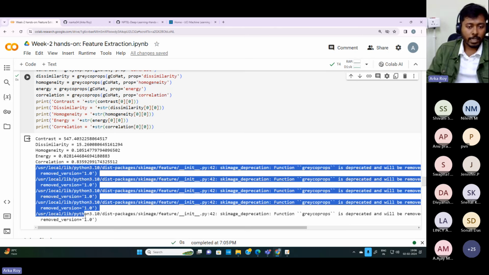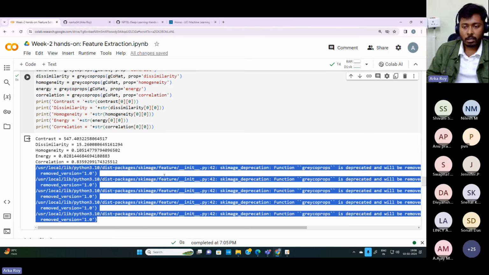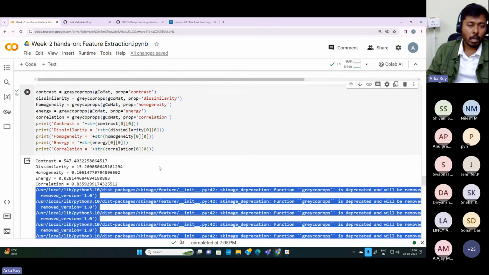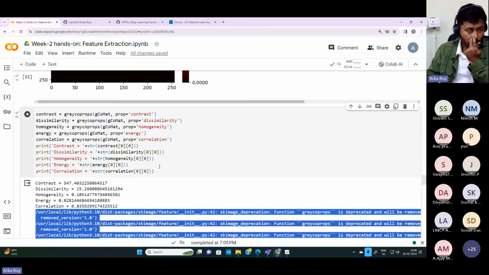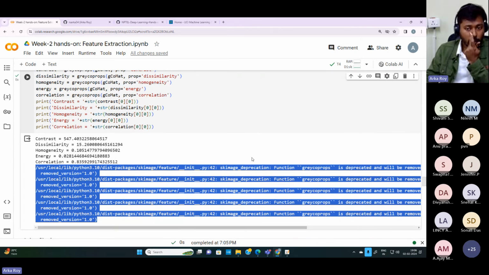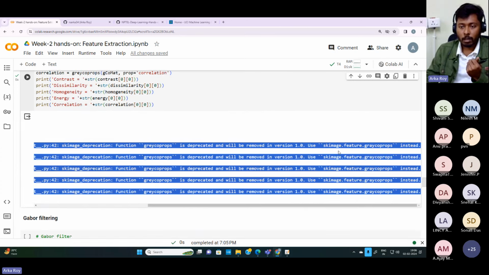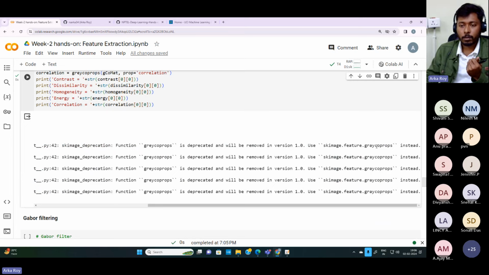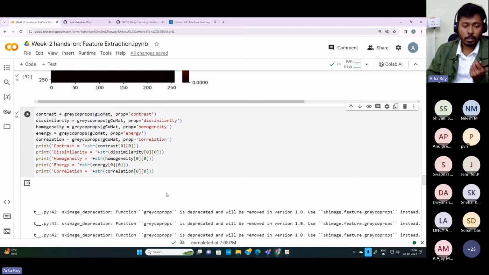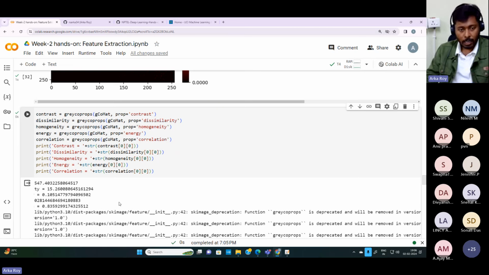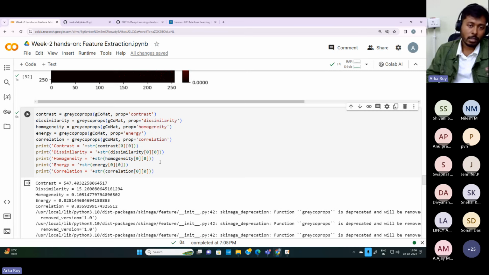So over here we are getting some warnings. This warning is basically because I am using an older version of the scikit-image library. So that is why it is saying that I don't need to explicitly mention gray prop; I can use this one, skimage feature graycoprops. That is basically what is meant by this particular warning, that I'm using a previous version. So in the new version, I can write skimage.feature.graycoprops. Okay.